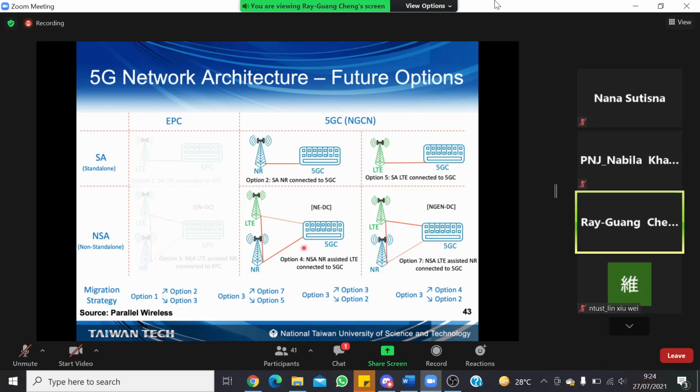Option 3, so when you have option 3, you can replace the EPC by 5G core. So they can upgrade to option 7. Or you can just replace this one, they can upgrade. Or the LTE network, you can upgrade to option 5. So they have different migration paths. But here, I just want you to understand, you can have 4G core, 5G core. You can have standalone, means one type of base station, or you can have non-standalone, a hybrid of 4G and 5G base station.